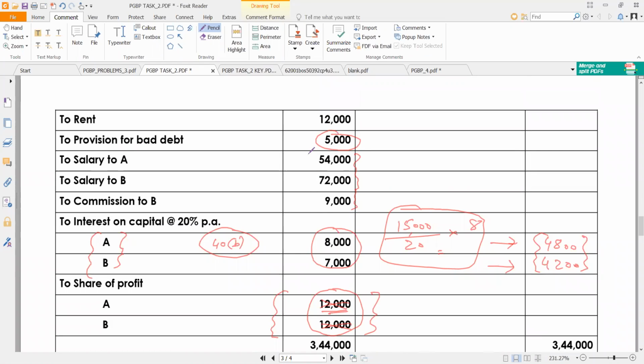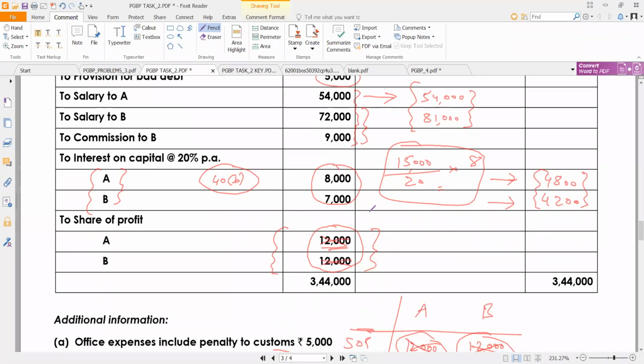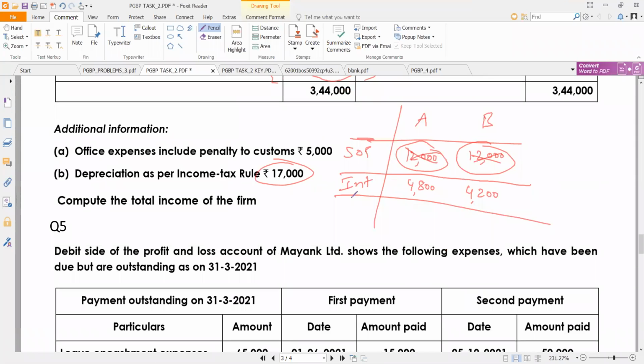Now another question, it's not over. A received 54,000 rupees salary. B received put together 72 plus 9,000, means 81,000 rupees salary plus commission. Question: are they taxable in the hands of the partners A and B, 54 and 81, salary or remuneration to partners, let us call it? How much taxable? Are they taxable first of all in the hands of partners? Yes or no? Answers.